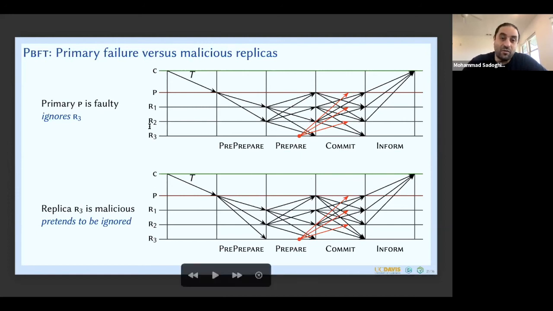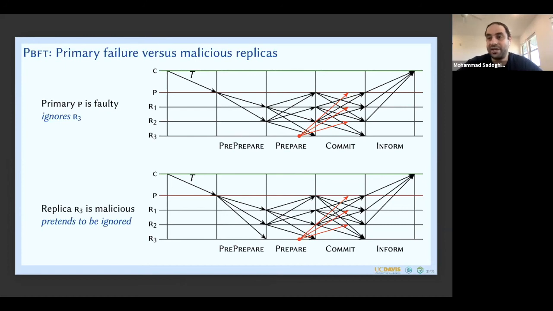So as long as R1 and R2 are concerned, they cannot distinguish between these two different cases. Therefore, R1 and R2 will only listen to these flags if it comes from enough people. Or in other words, as long as they can ensure that at least one honest replica is raising a flag about the primary, then they will take their word for it, and then try to replace the primary.